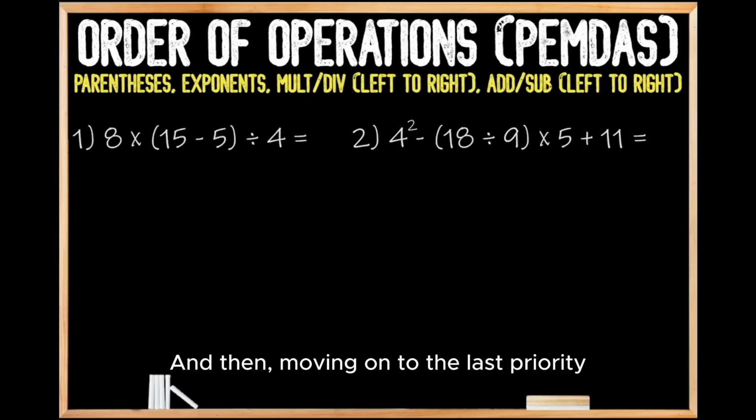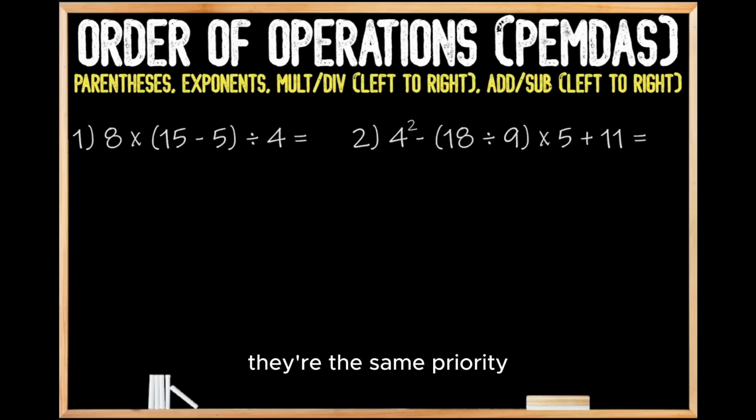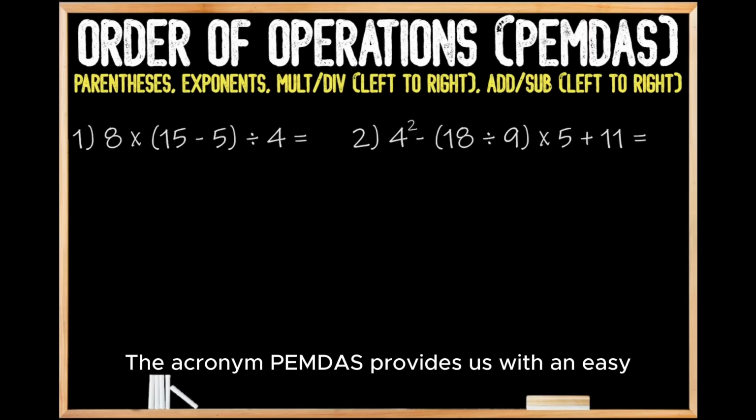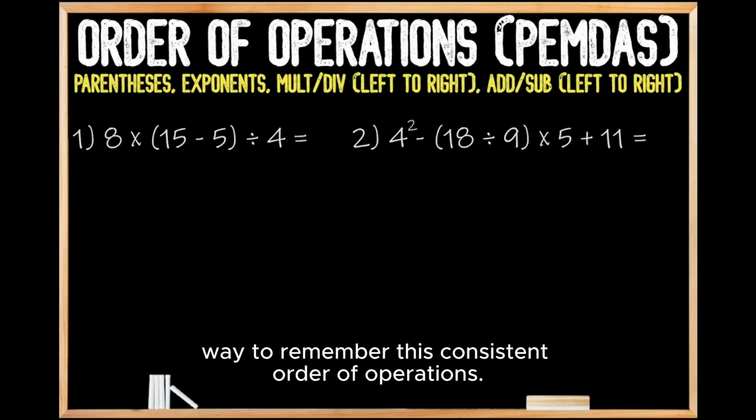And then moving on to the last priority, we have adding and subtracting. And just like multiplying and dividing, they're the same priority, so we're going to solve from left to right. And a way to remember this is the acronym PEMDAS. The acronym PEMDAS provides us with an easy way to remember this consistent order of operations.